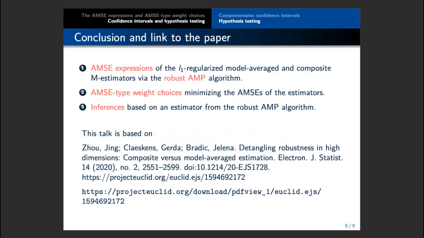We conclude this presentation here. We have presented the AMSE expressions of the L1 regularized model averaged and composite M estimators via the robust AMP algorithm, and later we derived the corresponding AMSE type weight choices by minimizing the AMSE expression of the two estimators. And in the end, we have seen the confidence intervals and hypothesis testing based on the model average version of the beta tilde estimator from the robust AMP algorithm.